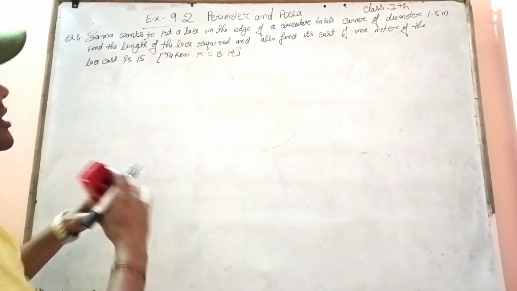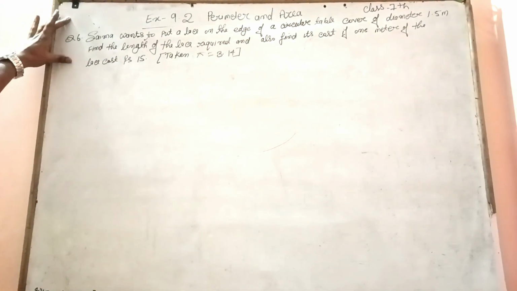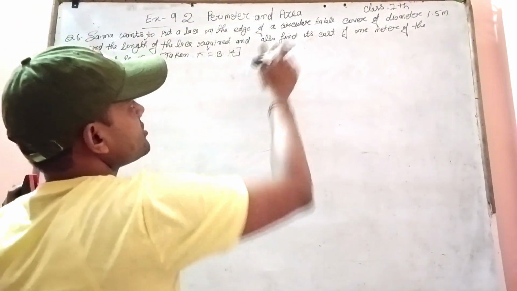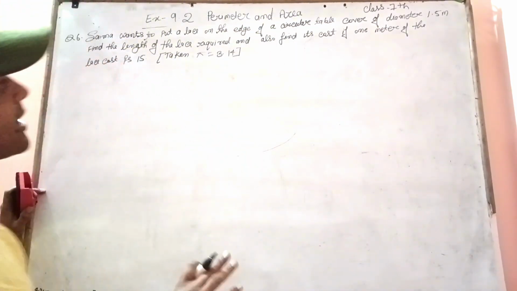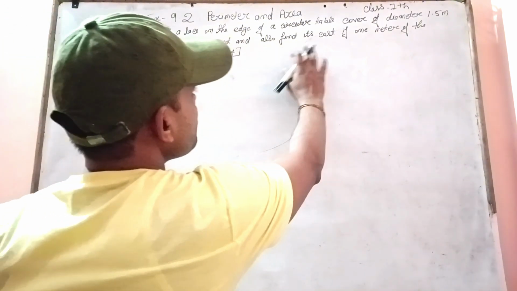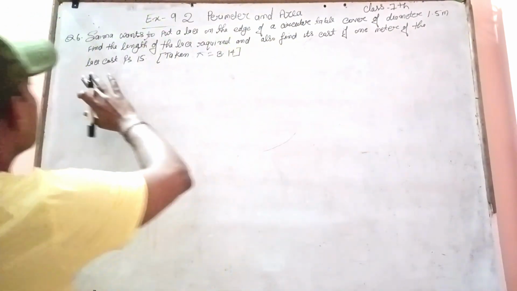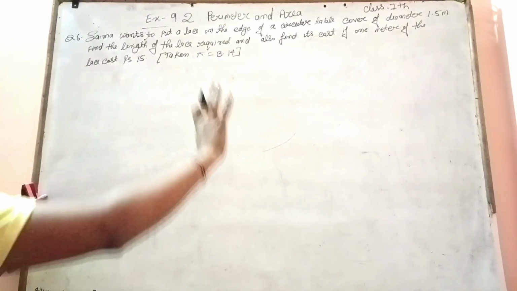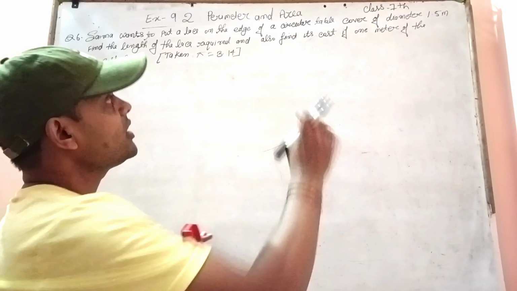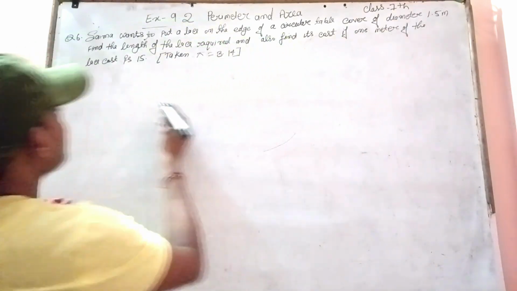Exercise 9.2 perimeter and area. Question number 6. Simon wants to put a lace on the edge of a circular table cover whose diameter is 1.5 meter. Find the length of the lace required and also find the cost if 1 meter of the lace costs 50 rupees. Take pi is equal to 3.14. Solution.